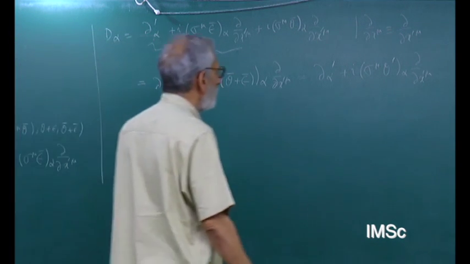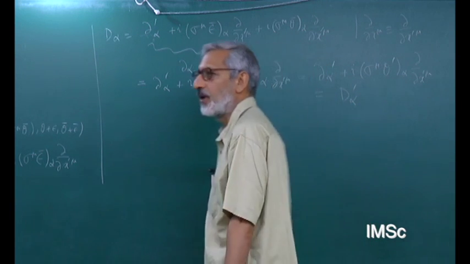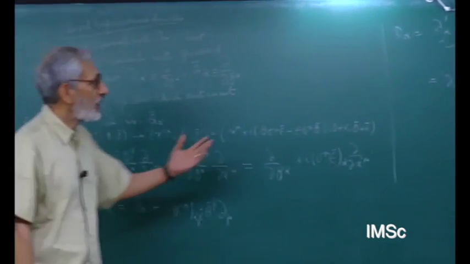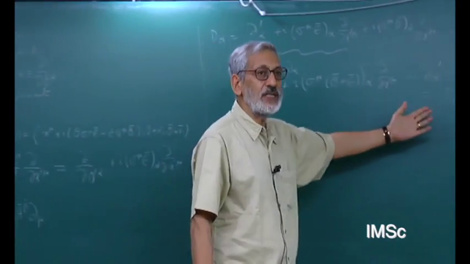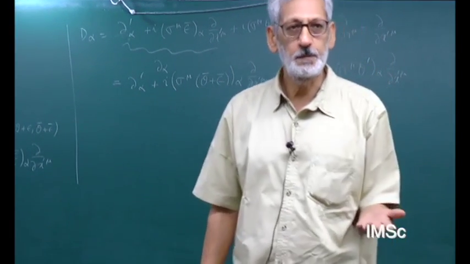That's exactly what is d alpha in the prime coordinates. So by construction, what we have done is we have constructed a derivative which in unprimed and primed coordinates is the same, and that's what we call covariant derivative.